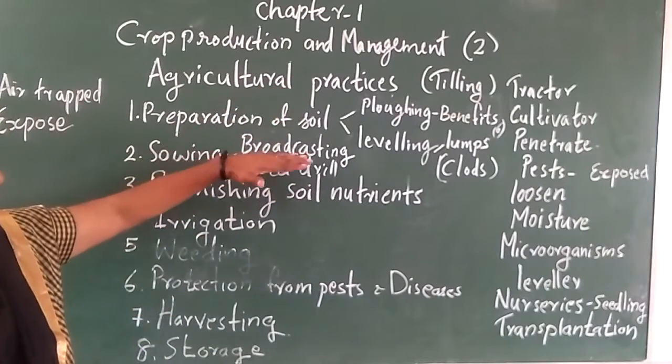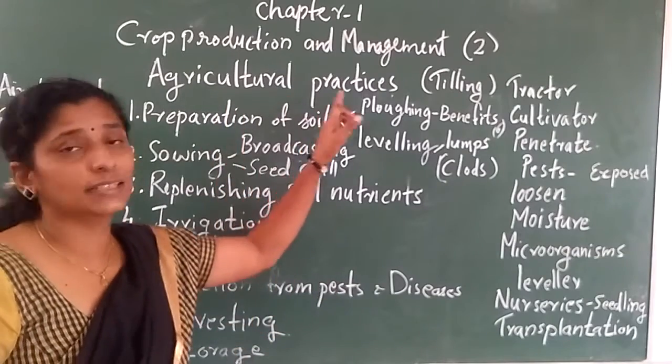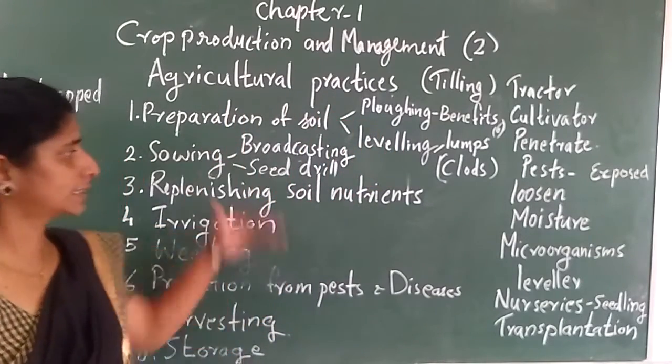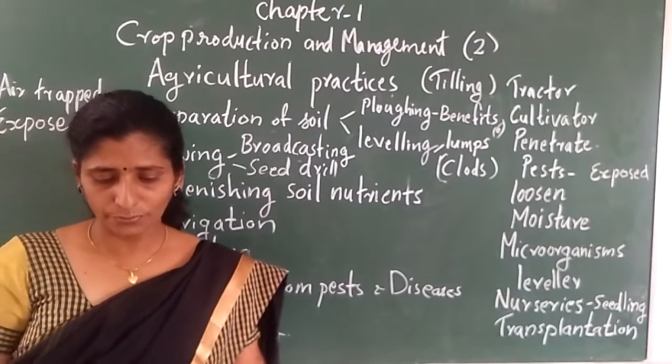So these are the main steps, two steps in the agricultural practice. We will discuss the next ones in the next class. Okay, so that's all.